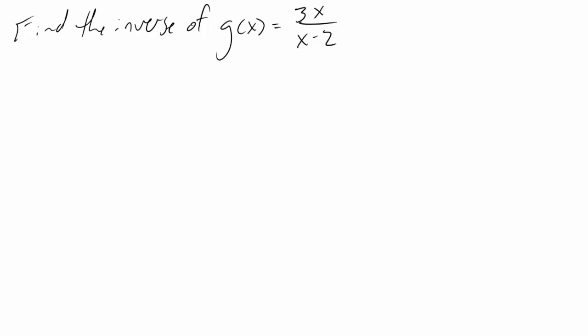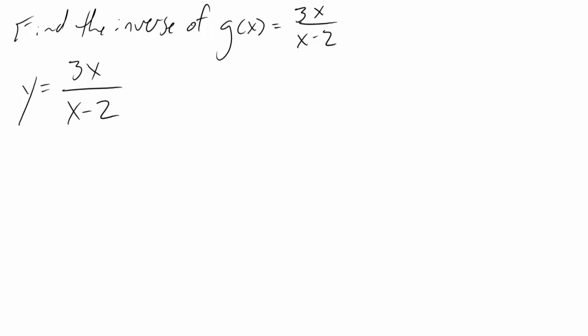Okay, now we're looking to find the inverse of our function g of x equals 3x over x minus 2. So again, first thing we want to do here is just replace the g of x with a y. So we get y equals 3x over x minus 2. Now we want to solve this for x. This is a bit of an irritating process, but not too bad.